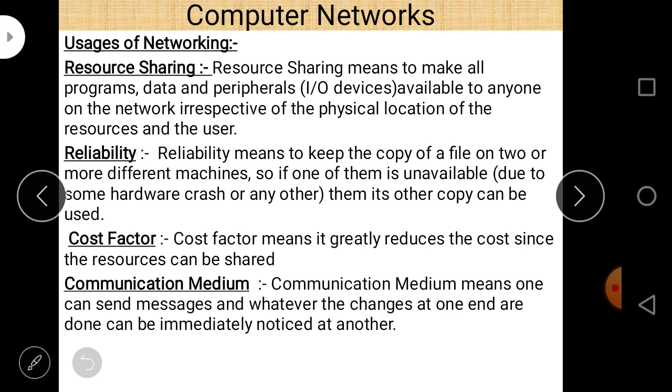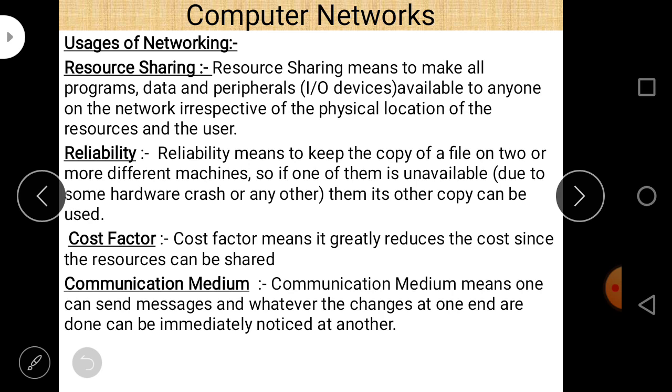And uses of networking: why do we use networking? First of all, resource sharing, because we have a limited amount of resources. For example, in the previous case there is only a single printer, and connecting it to each and every computer is a very difficult task. So we share this single printer with every computer, and this is possible using a computer network. This is called resource sharing. Resource sharing means making all programs, data and peripherals, that is input and output devices and storage devices, available to anyone on the network irrespective of the physical location of the resources and the user.